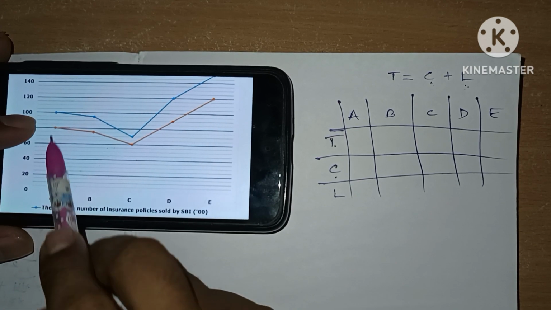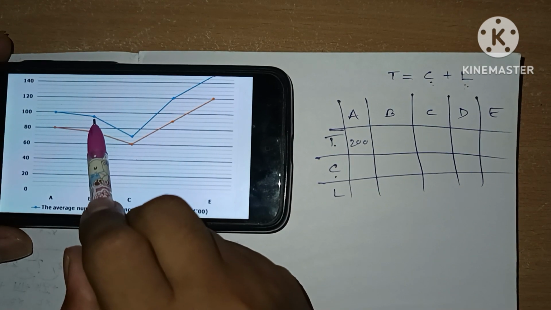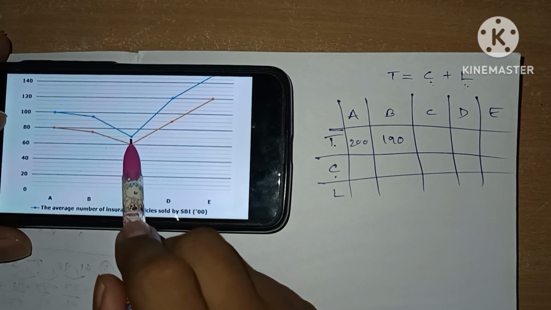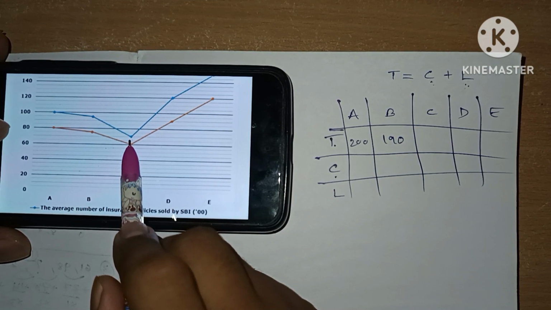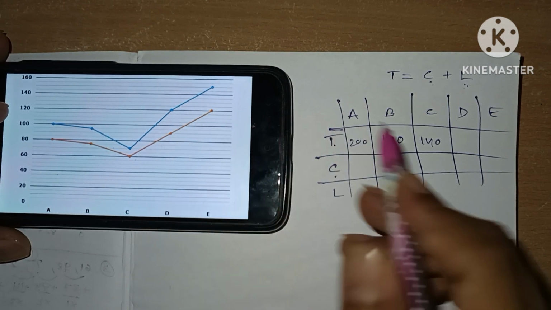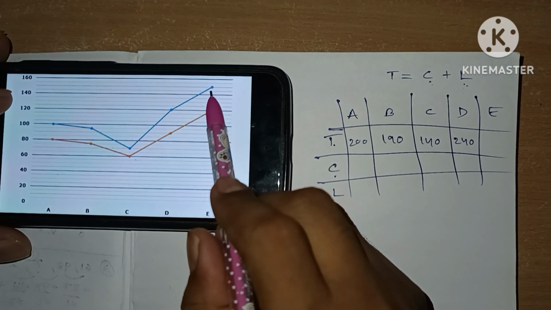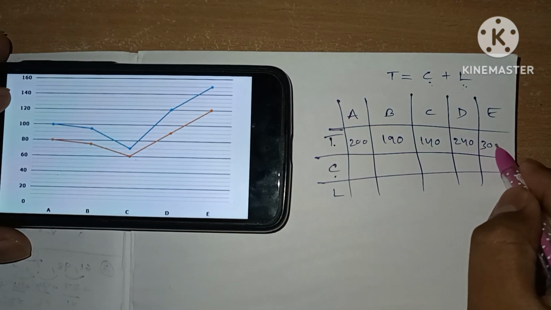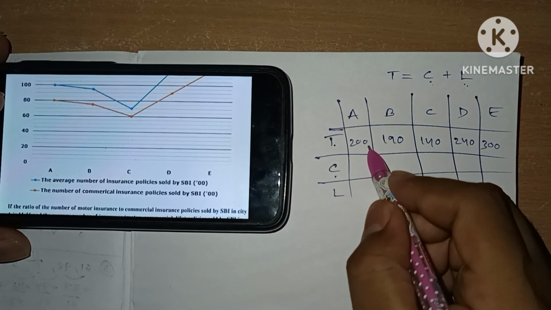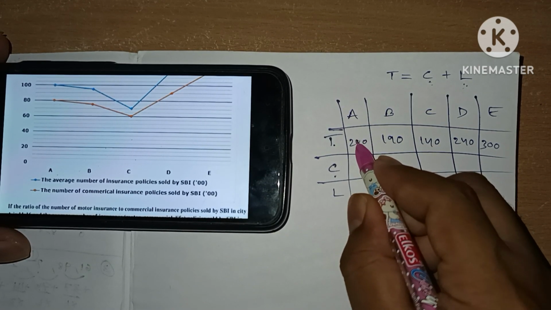100 for A, times 2 will be 200. Next, B, which is 95; 95 times 2 will be 190. Next, this will be 70; 70 times 2 is 140. Here we see 120; 120 times 2 is 240. Next, this is 150; 150 times 2 is 300. Okay, these are the totals, and they are in hundreds, so extra 2 zeros for each value. We'll add them at the end.